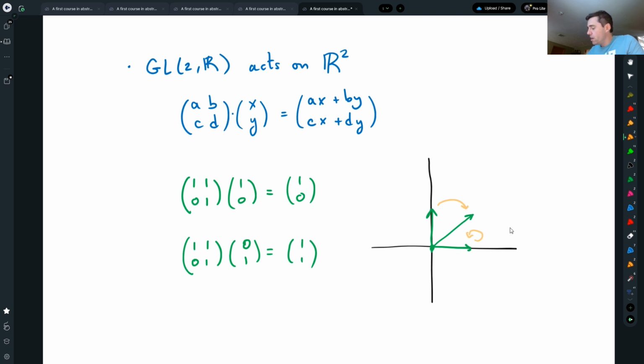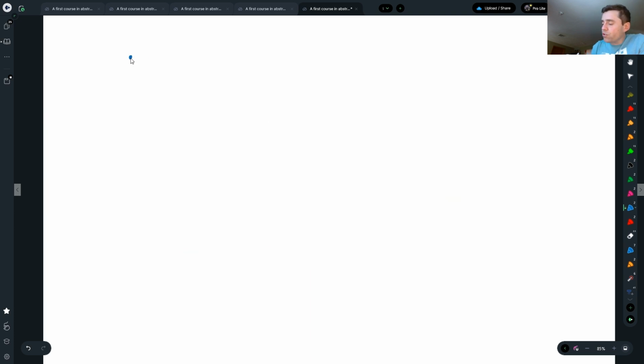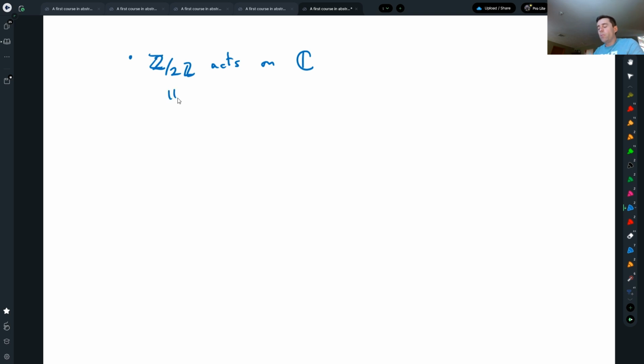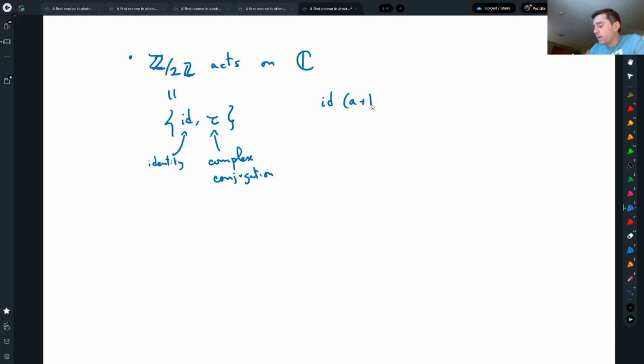Okay, what else? Here's another action. A natural action is Z modulo 2 acts on the complex numbers. How so? I'm thinking of Z modulo 2 as 2 elements: the identity automorphism of the complex numbers, and tau, which is so this is just the identity map, while tau is complex conjugation. So the identity acting on any complex number just sends it to the same complex number, but the complex conjugation sends A plus BI to A minus BI.